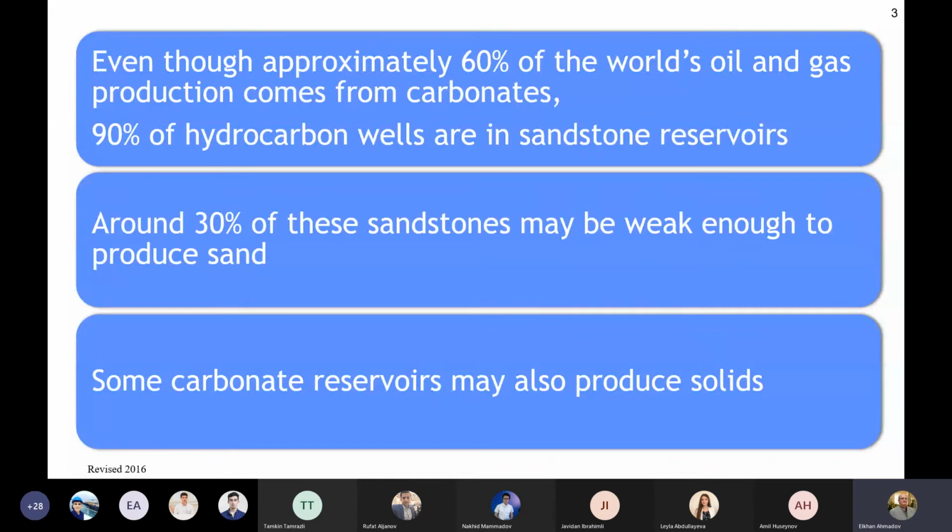And this is because many small fields are related to the sandstone reservoirs, and the number of wells in the sandstone reservoirs is much higher because in carbonates there is a lot of application of horizontal wells and they have multilateral wells, and therefore the number of wells drilled into the sandstone reservoirs is much more, and the sandstones usually are quite weak to produce sand.